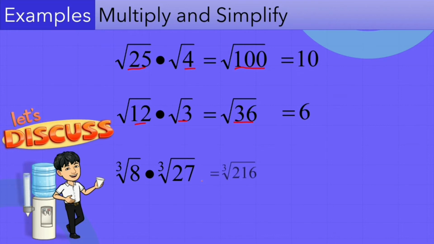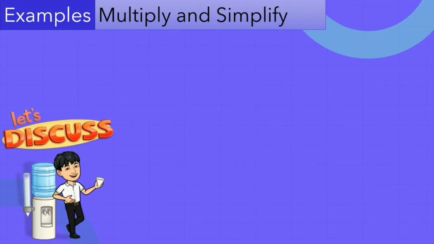The product is cube root of 216. 216 is a perfect cube, and the answer is 6. Let's try to answer the following. If we're going to get the product of 2 square root of 16 times 3 square root of 9, we will still apply the same rule.